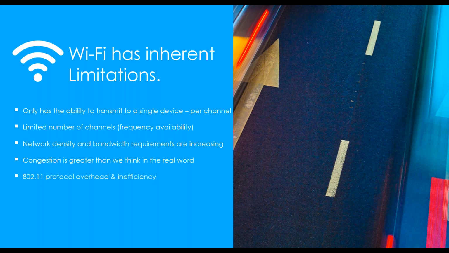The 802.11 protocol overhead and inefficiency. The actual protocol itself has a lot of overhead just to make things function, and this creates a really inefficient way of working. Currently, we do have a few workarounds for being able to use some of the spectrums. However, there are certain spectrums we can't use, and there are constant debates in the US and Europe as to what spectrums we can use and what we can't. So we need to come up with more innovative ways to combat this.